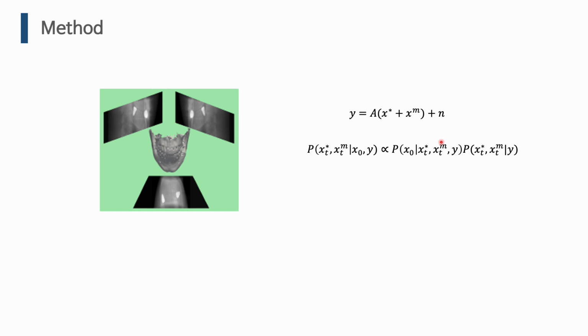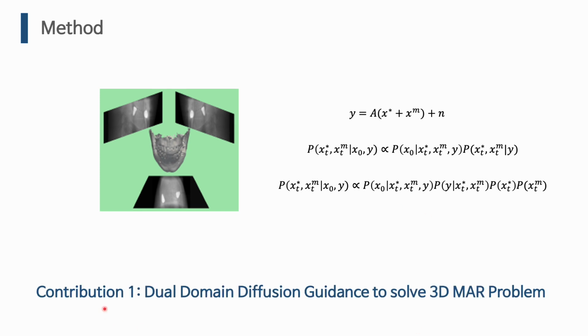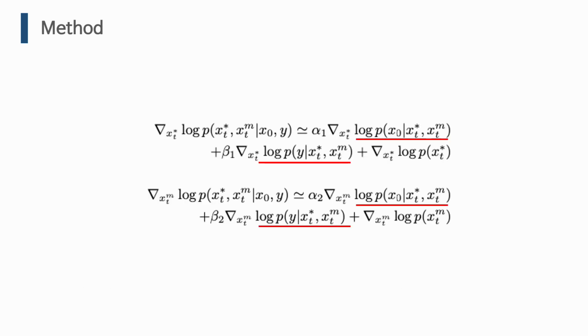Then the posterior distribution given Y is defined as follows. And since Y is determined by X0, Y can be ignored. By using the Bayes rule and modeling X0* and X0^M using independent diffusion models, we get the following equation. And this is our first main contribution. We independently update the metal-free CBCT and metal artifact diffusion models using their respective denoising scores. And this is the gradient of the log likelihood term used for the updates.